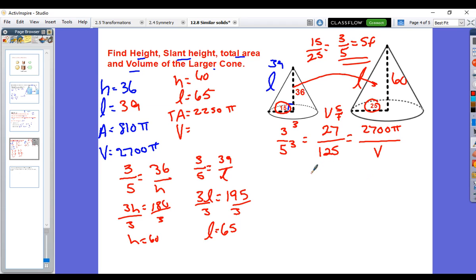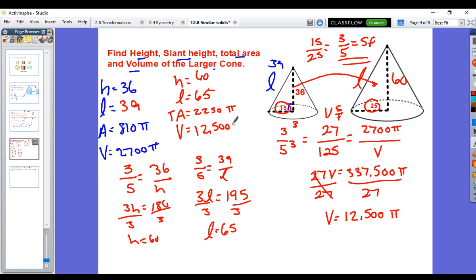Just like before, we cross multiply. So 27 times V is 27V. And again, 2,700 times 125. You kind of leave the pi off that. You get 337,500 pi. All right. Again, we leave the pi off just because we want to keep pi as pi. We then divide both sides by 27. You end up getting volume equals 12,500 pi. So our volume is 12,500 pi.